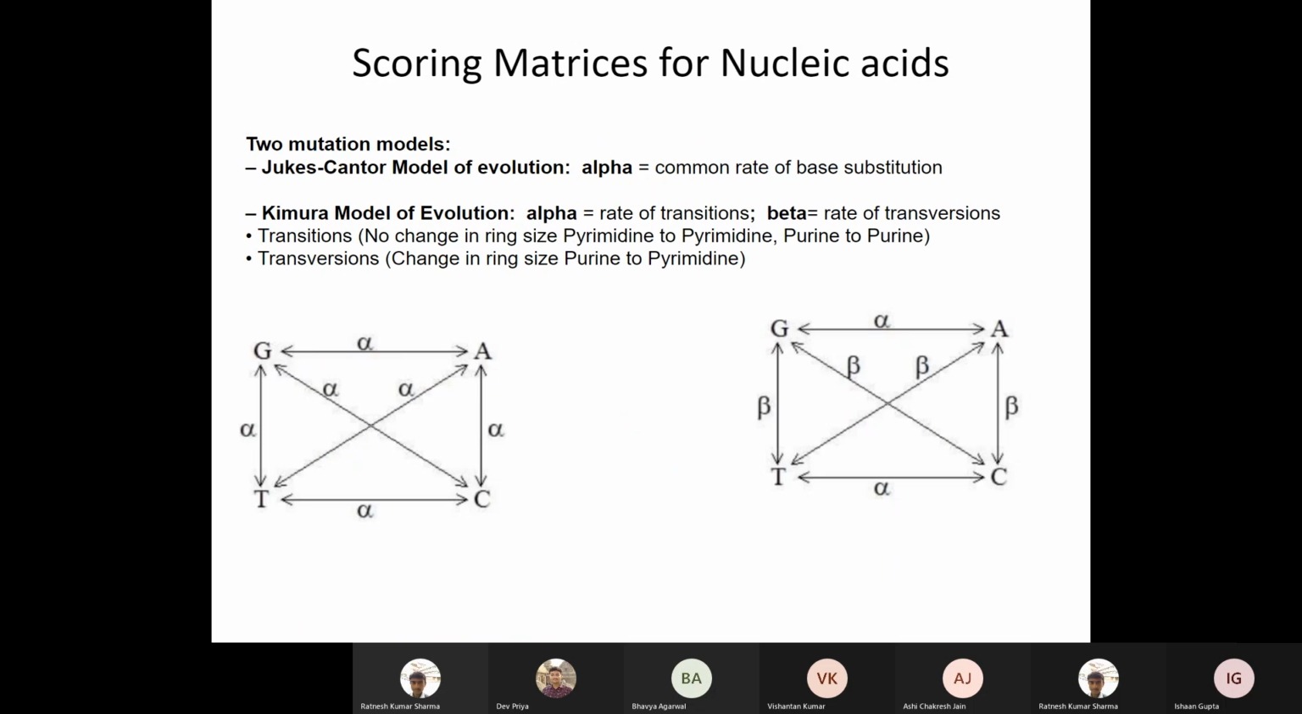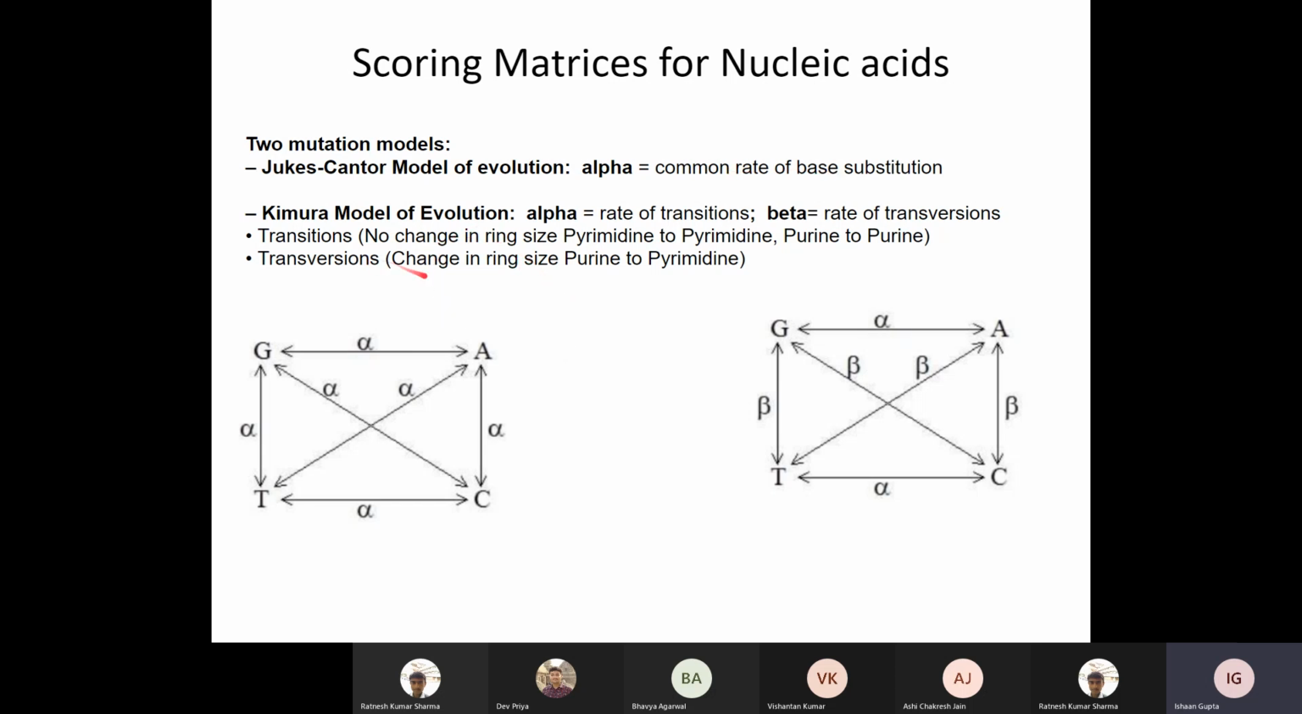Yes, sir. Like we saw in tyrosine B1, that can't be done in local alignment, etc. Yeah. So, on scoring matrices, there are two models for scoring nucleotides. Nucleotides are rather similar. One model is called the Jukes-Cantor model, which says that if you go from one nucleotide to any other nucleotide, the substitution rate is common. This is alpha, a common base substitution rate.